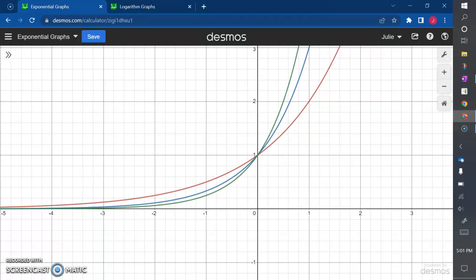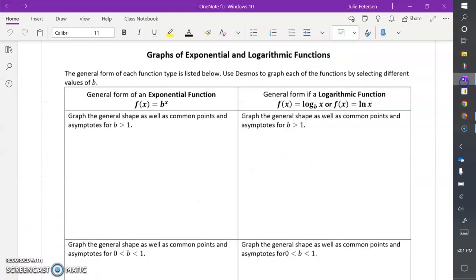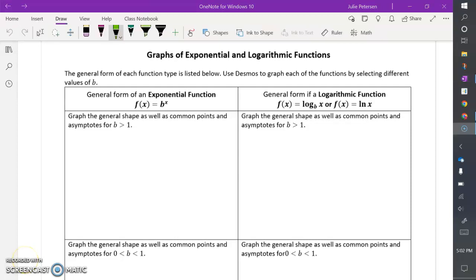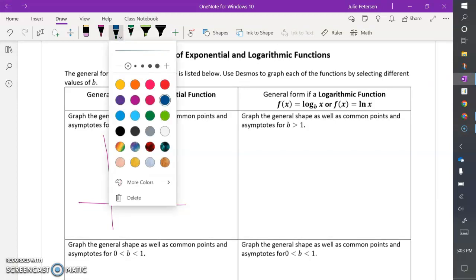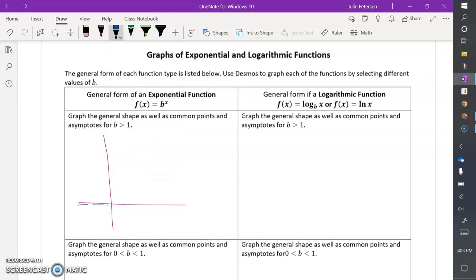So let's go ahead and see if we can identify some things that would be really helpful if we were graphing an exponential function with a b-value greater than 1. All the graphs that we just looked at share the same horizontal asymptote, regardless of what the base is. So let's make a little sketch. We have a graph that has a horizontal asymptote, no matter what the base is, of y equals 0.